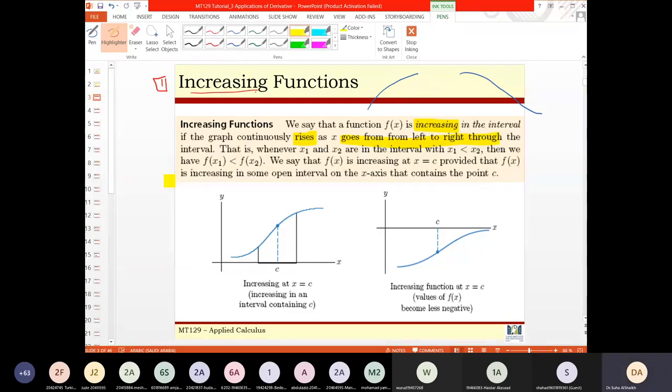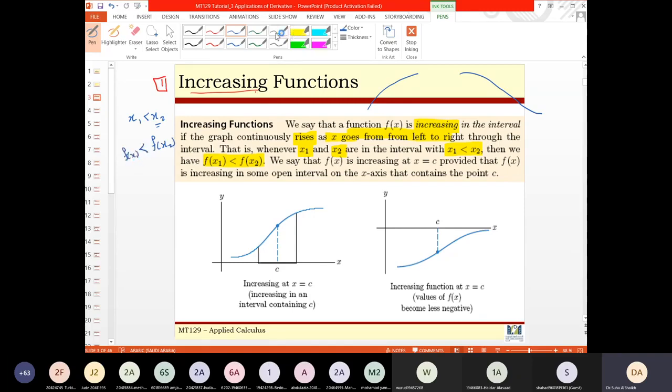If my function is rising when I'm looking from the left to the right, in this case I say the function is increasing. In other words, the function is said to be increasing if I have a point x1 and a point x2, and x1 is less than x2, then f of x1 is less than f of x2. يعني لو ال x1 less than x2 يعني x2 is greater than x1, فلازم ال f of x2 is greater than f of x1.